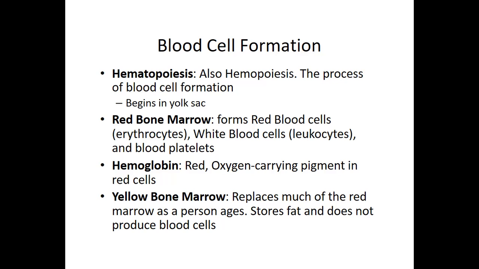Now, what makes red blood cells or erythrocytes that typical red color is hemoglobin. Hemoglobin is a pigment that is red that allows the cell to carry oxygen from one place to another. If your cells did not have hemoglobin, it would not be able to carry as much oxygen throughout your body, and your cells will become oxygen deprived.